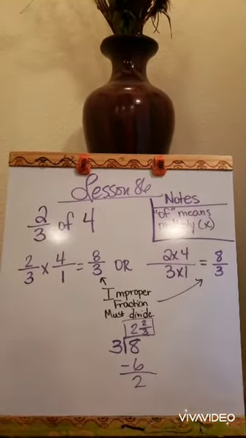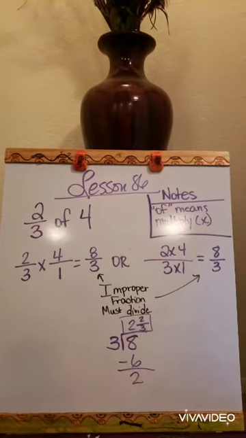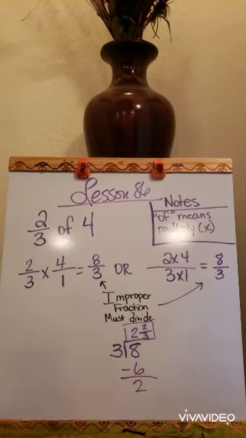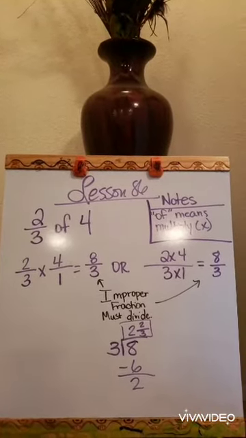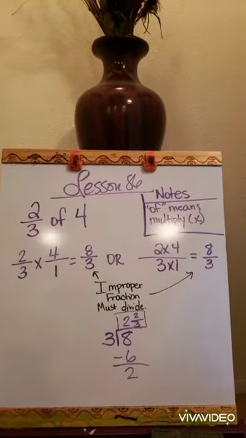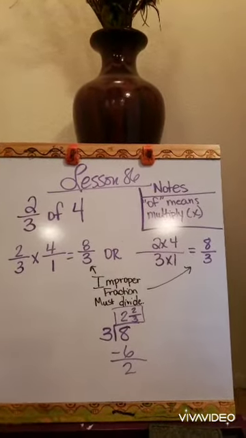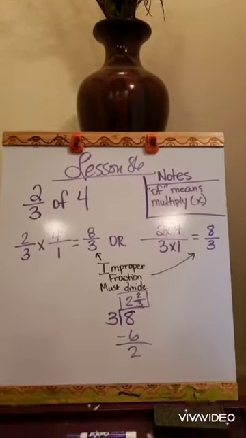So to the left, you see 2/3 times 4 over 1, which equals 8/3, or 2 times 4 over 3 times 1, which is the same thing, 8 over 3. Now remember, that is an improper fraction. You cannot have a larger numerator than a denominator. So in order to correct that, you must divide.